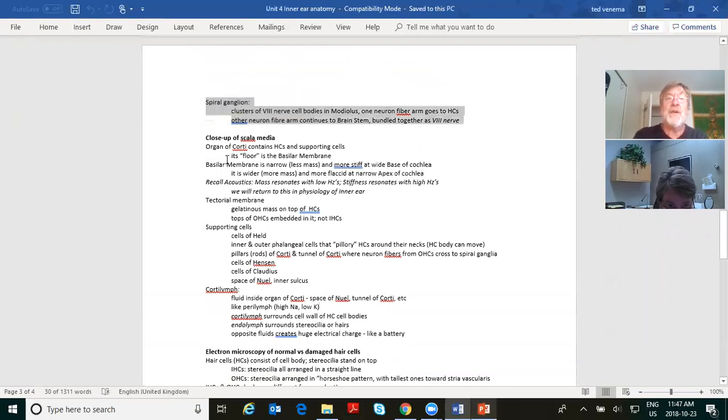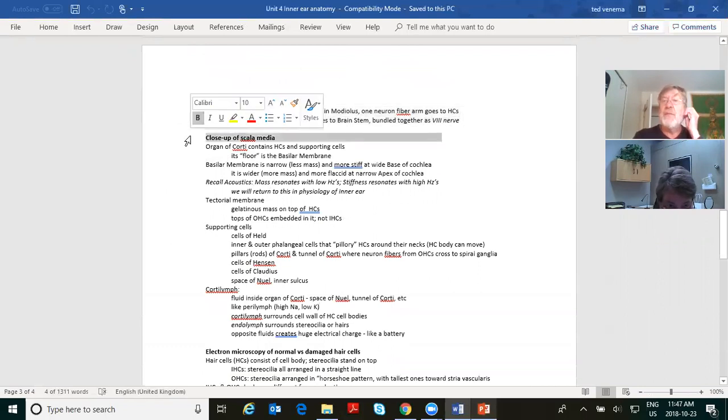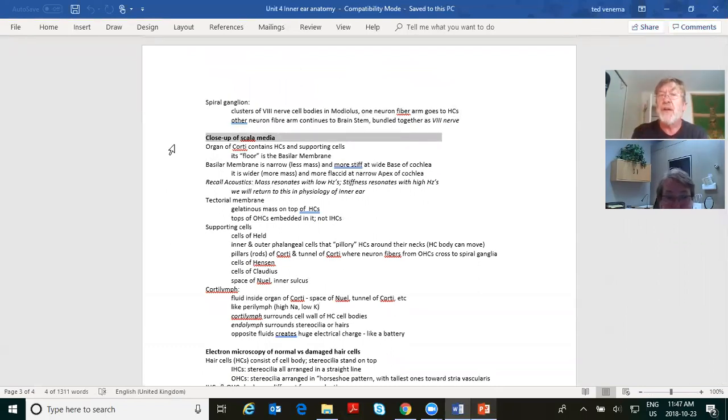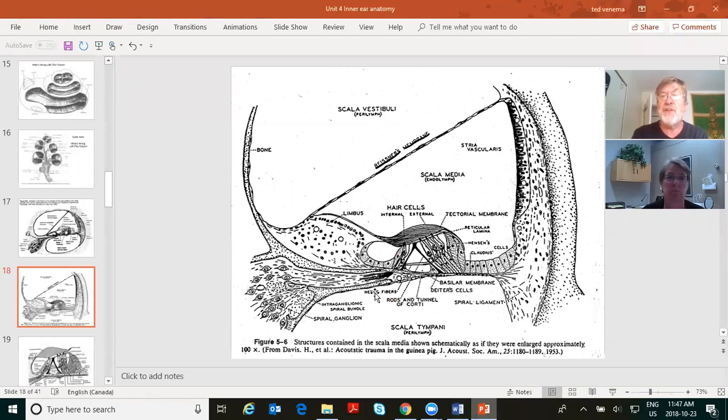Okay, we get a close-up of the scala media right here. So let's take a real close-up of it. And I said last week too, the whole scala media, the thing inside the scala media, all the cells together, is called the organ of Corti. So let's look at the organ of Corti right here. All of this in here, organ of Corti. Supporting cells, hair cells, basilar membrane, tectorial membrane. Really, all these parts comprise the organ of Corti.